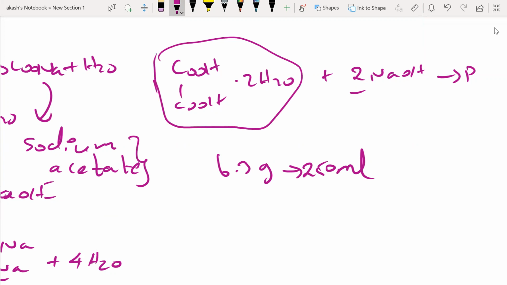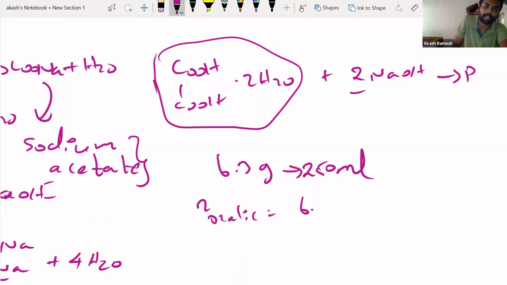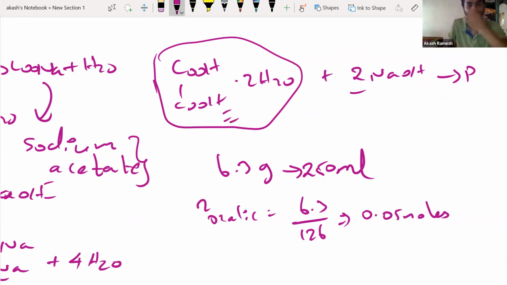Now if I calculate the number of moles of oxalic acid, that would be 63 divided by 126. So it should be 1 by 2, 0.5, 0.05 moles. Right, so basically I have 0.05 moles of oxalic acid. Now we'll calculate the molarity of the oxalic acid.